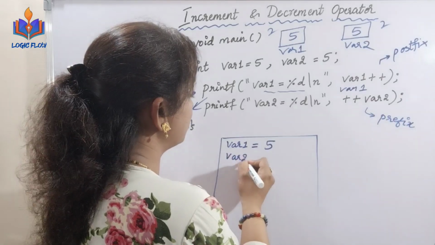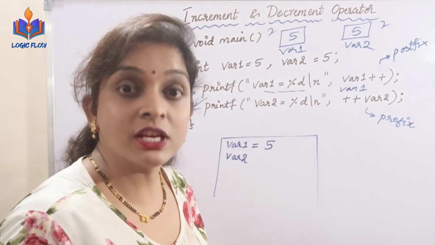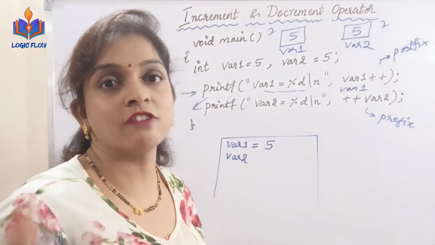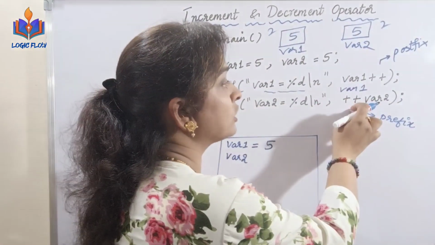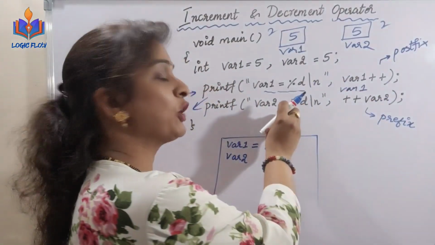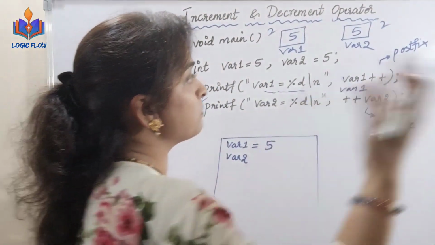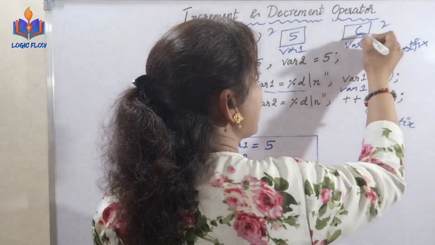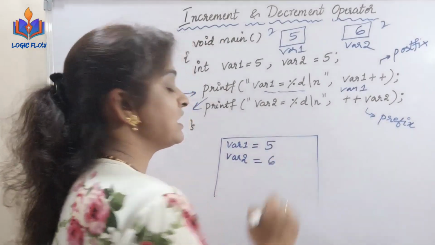Next, printf var2. I say var2, but here we have plus plus var2. It is a prefix increment operation. Prefix means what? You do the incrementation first and then do the printing. So importance is given to the incrementation, meaning the value gets increased first and then it is printed. So the value of var2 becomes how much? It is var2 equal to var2 plus 1, meaning 5 plus 1, it is 6, and then print the value. So my answer will be 6.